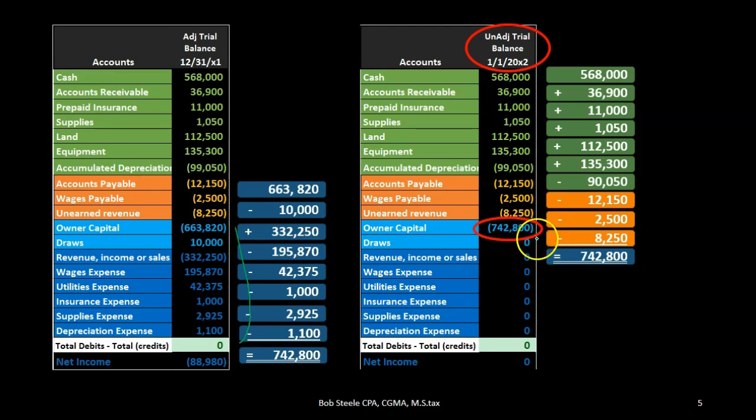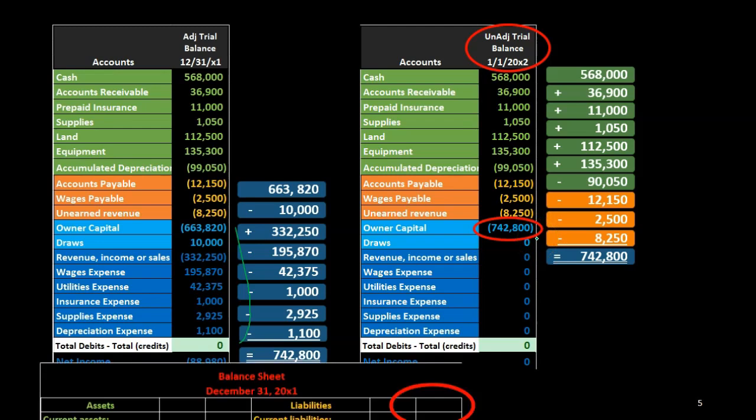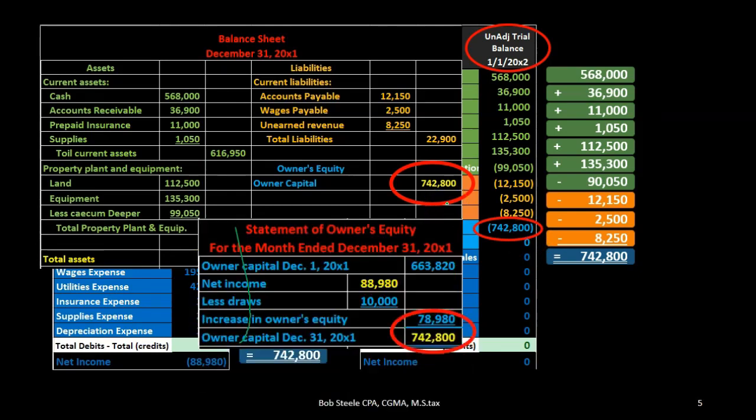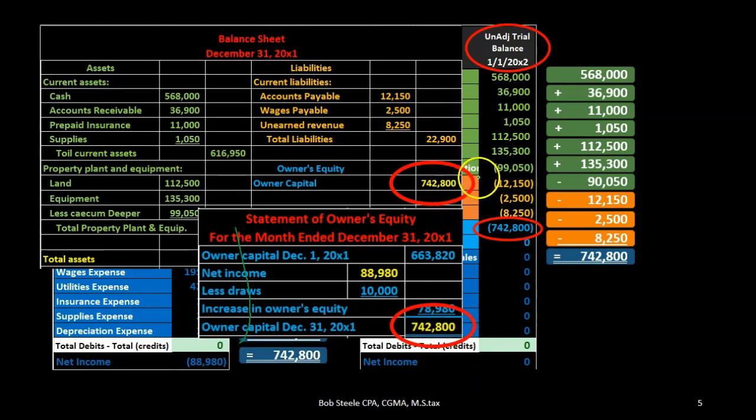And of course, that 742,800 we have seen before. That's the number that was on our balance sheet as of the end of 12/31. And of course, we also saw that number on the statement of equity, the ending number being the point in time, the activity in the equity section being temporary accounts.